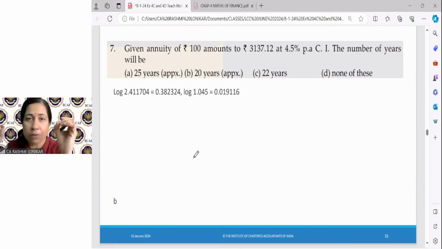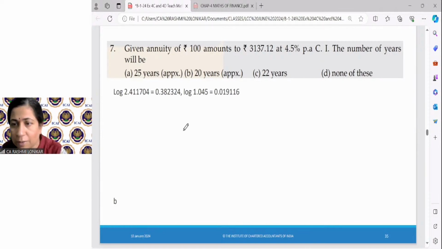In the given question, what is being asked? I'll first tell you the scenario: every year I am depositing 100 rupees into my bank account. What do I expect? That after some time this amount should become 3137. Now, at the rate of interest of 4.5%, how many years will I have to put 100 rupees every year to get 3,137? That is the question.